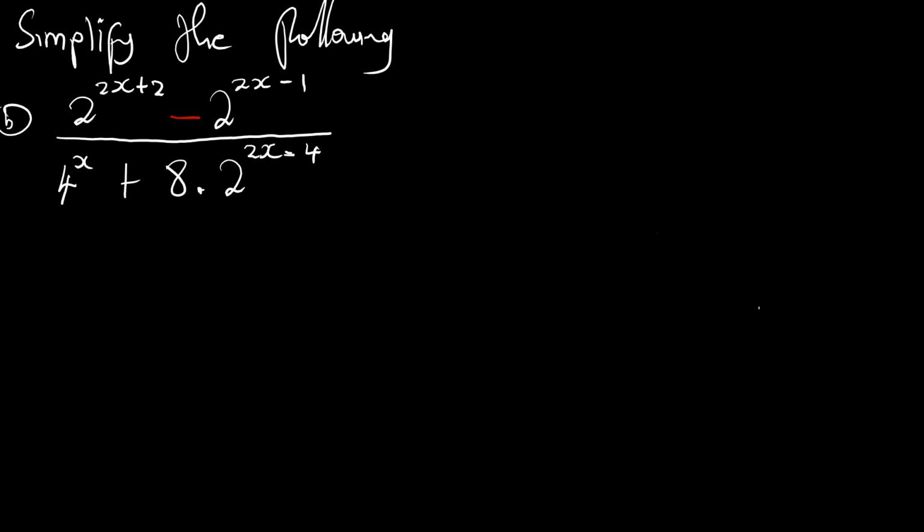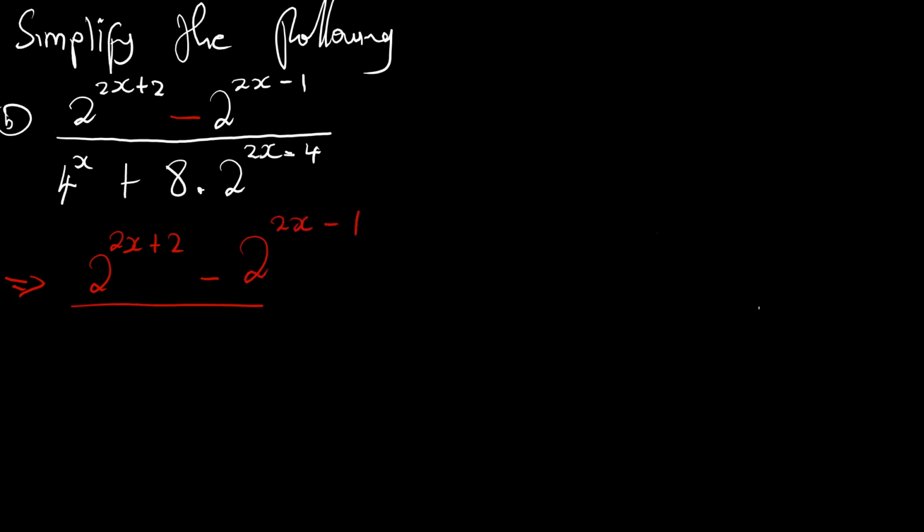We write it as a product of prime factors. So here we're having 2 to the exponent of 2x plus 2. We know that 2 is a prime number, so there's no need for us to write it as a product of prime numbers. So it will be 2 to the exponent of 2x plus 2 minus, again here we're having 2 to the exponent of 2x minus 1.